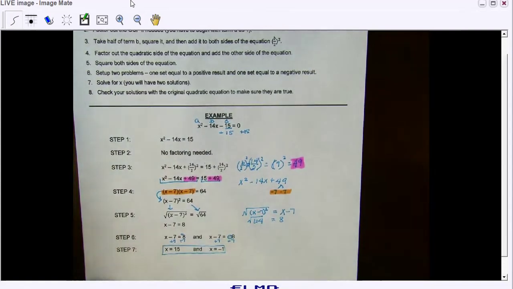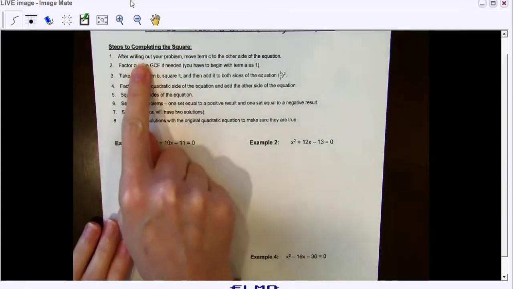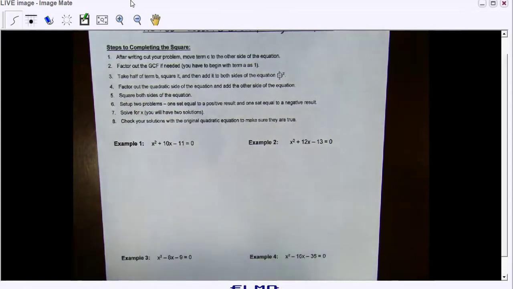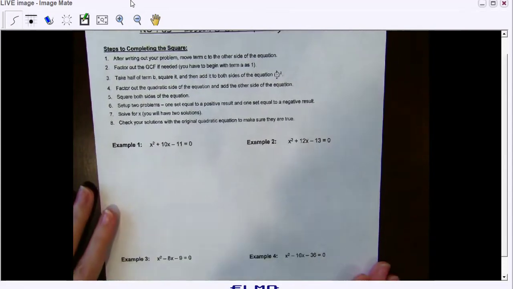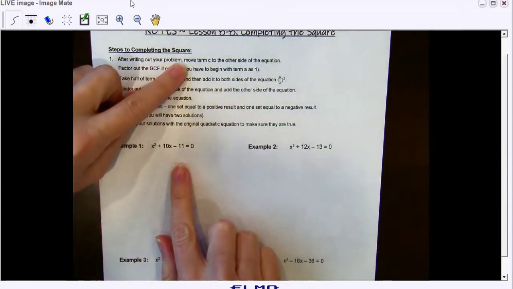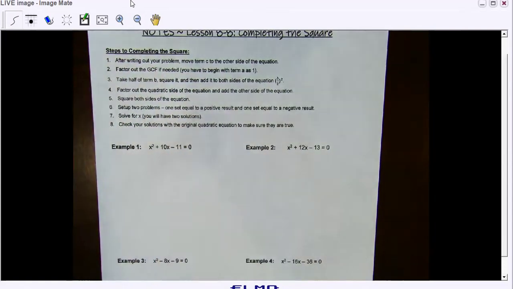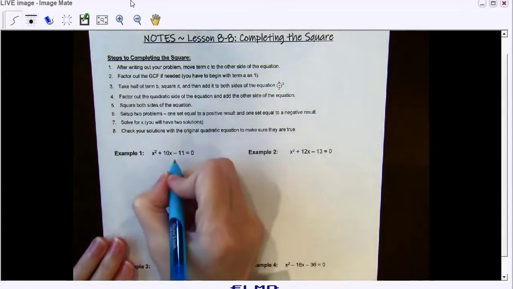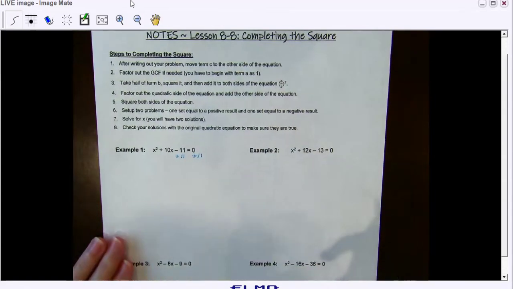All right. So let's go to page 2. All right. And I put the steps up here so that we have them easily accessible. And then when we get to page 3, we'll try to remember those steps if we can. Okay. So after writing out your problem, move term C to the other side of the equation. So the problem's already written out for you. So we're going to move term C, which is negative 11, to both sides of the equation. So I'm going to take and add 11 to both sides of the equation.